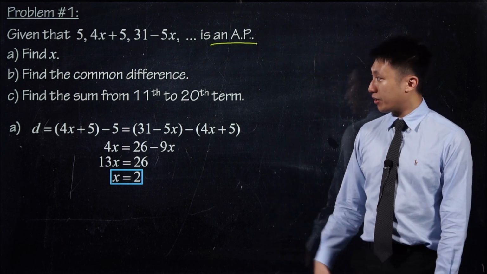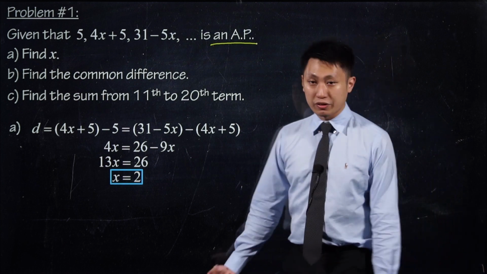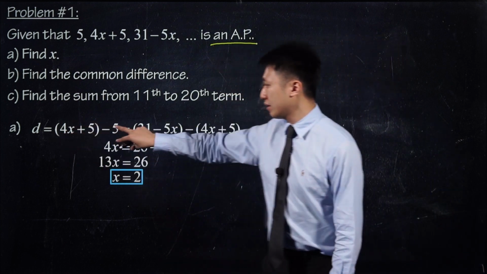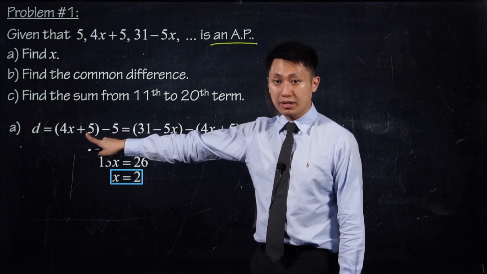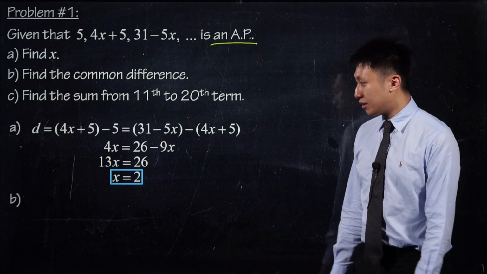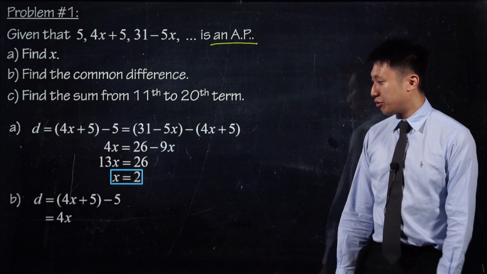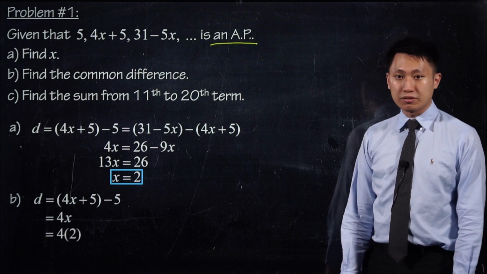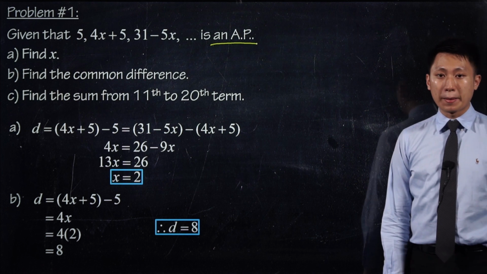Right, no problem. Second, find the common difference. That's even simpler, because just now d is equal to this one or d is equal to this one. Now you substitute this x into here and get the answer. Let's take this one, substitute, then we get 4x, which is 4 times 2, which is 8. So d is 8.